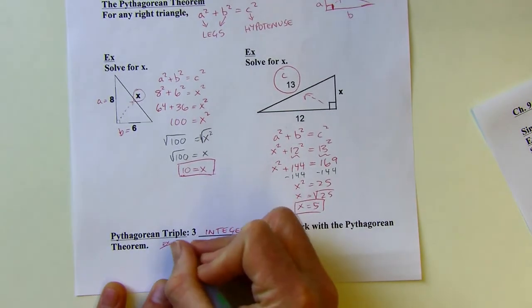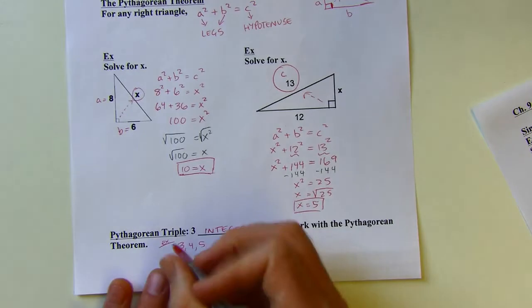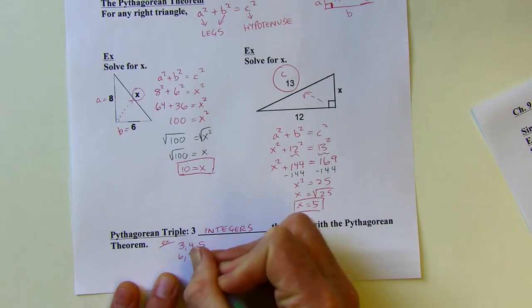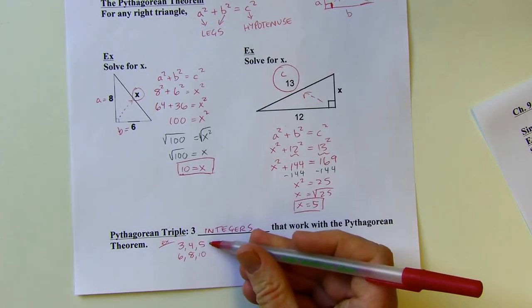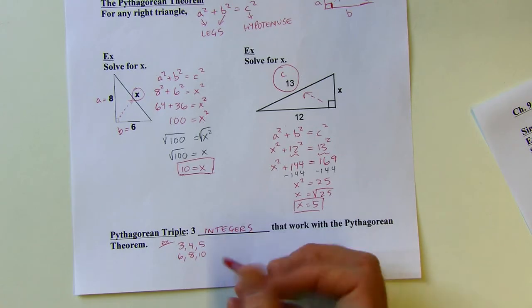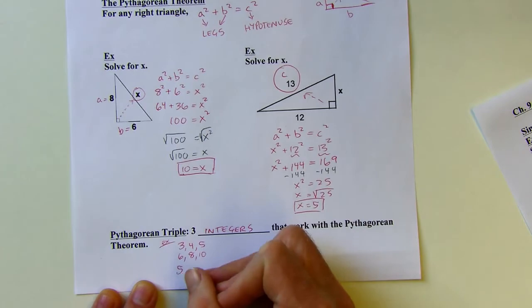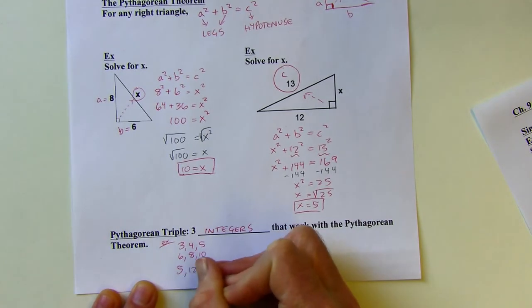Okay, so we talked about a 3, 4, 5 a little bit, and I could multiply that by 2 and all of those numbers and get a 6, 8, 10, or I could multiply them by 3 and get a 9, 12, 15. That would be another Pythagorean triple. Okay. So you could double or triple, quadruple that, and you'd still end up with a Pythagorean triple.